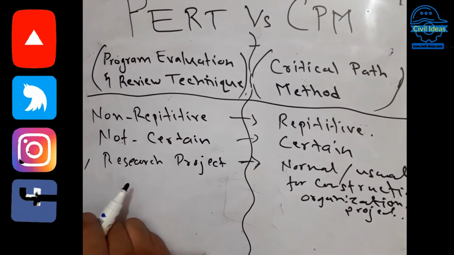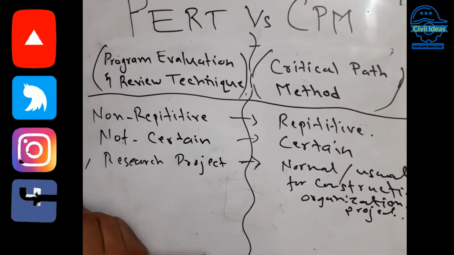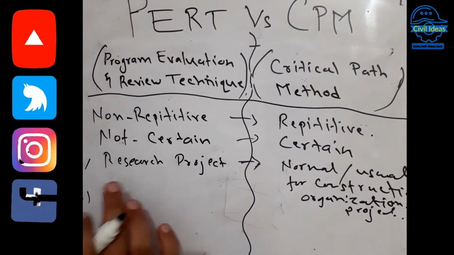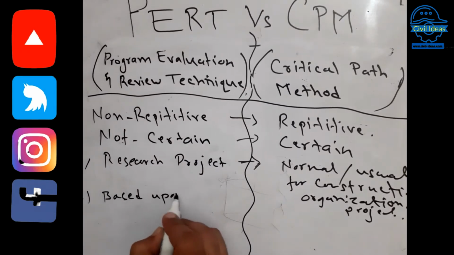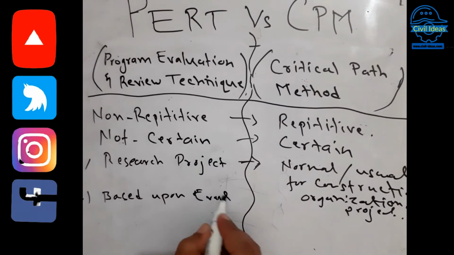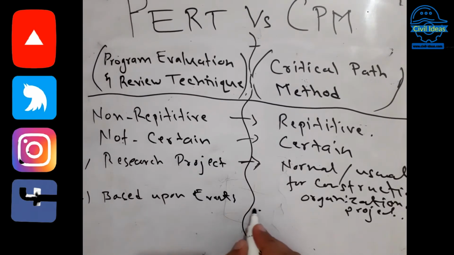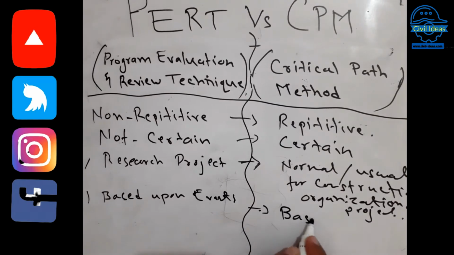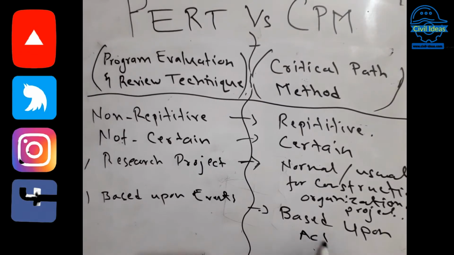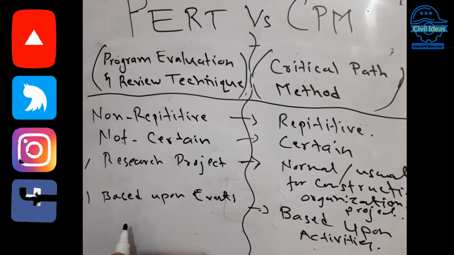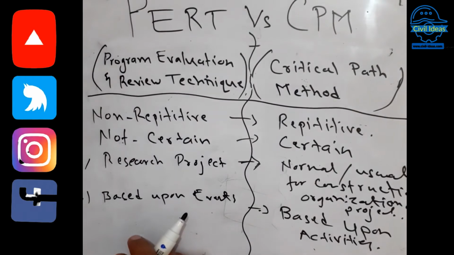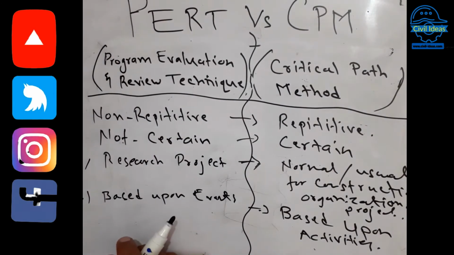There may be other differences, but the fourth one I have to mention is that we prepare the schedule of these activities based upon events. We consider the events, and in this it is based upon activities. It normally depends upon activities, and it is based upon events. So what are events and activities? We will discuss it in the example in this video. You will know about this.